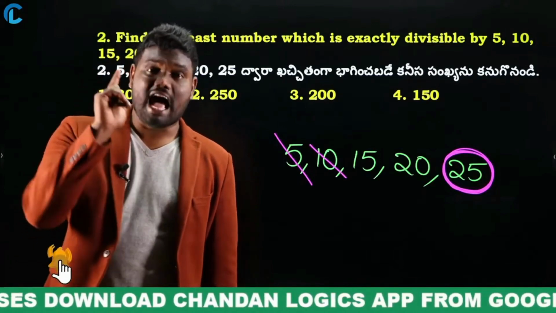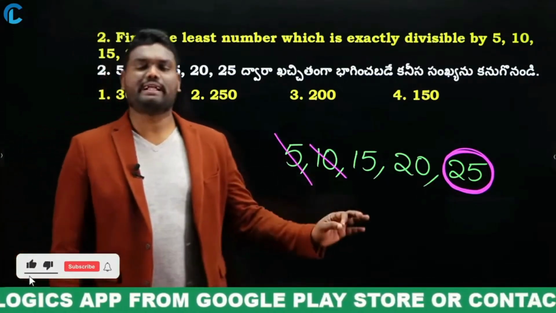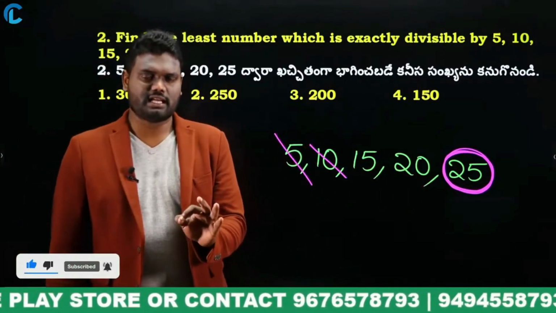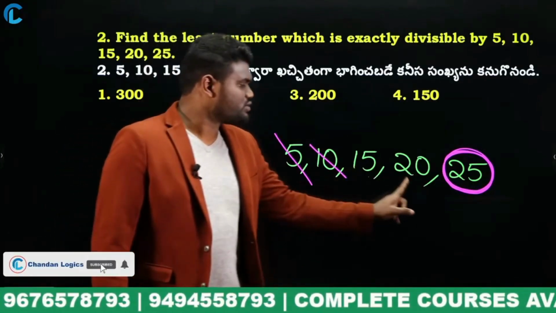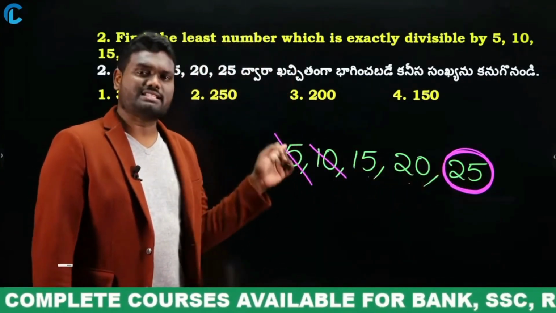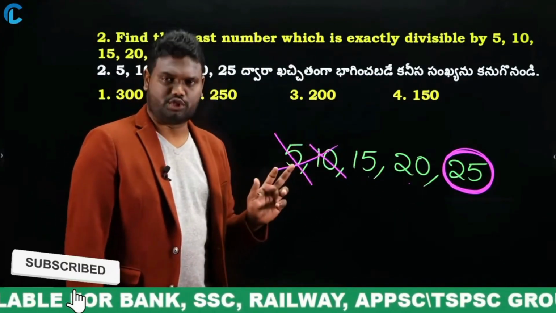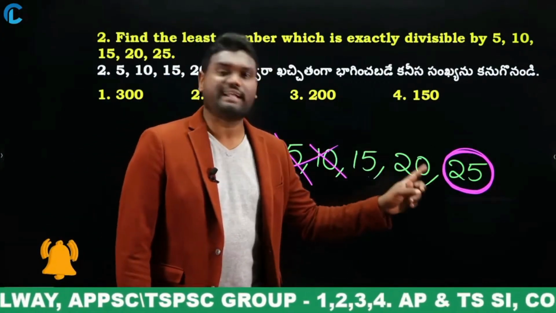So our answer should be divisible by 15, 20, 25. Least common multiple means LCM. Actually, it should be divisible by all these numbers, but you can neglect the other two, which is the reason I am not going to consider them. Now the LCM should be divisible by 15, 20, 25.